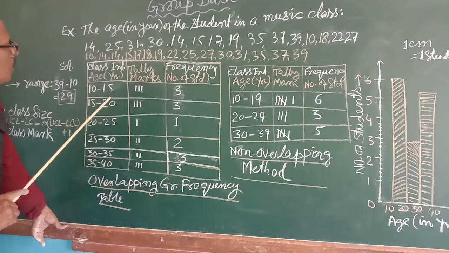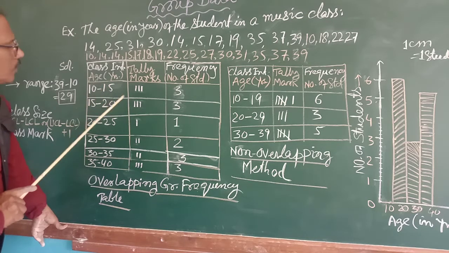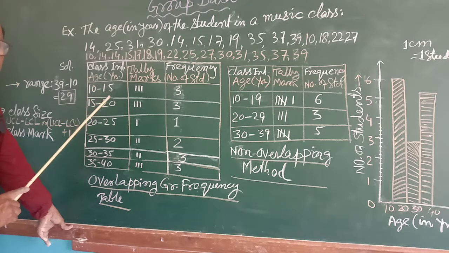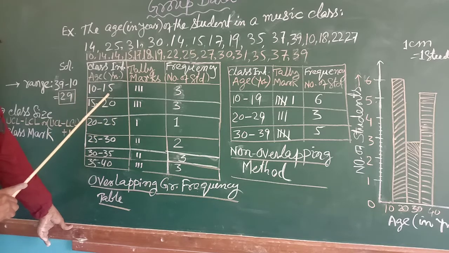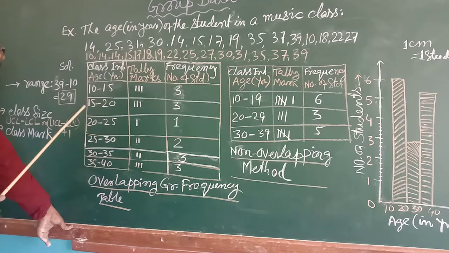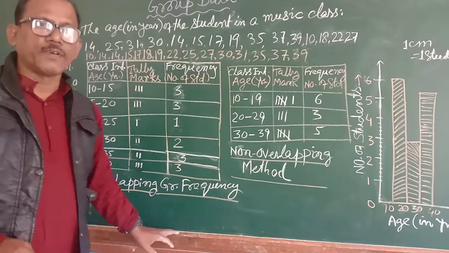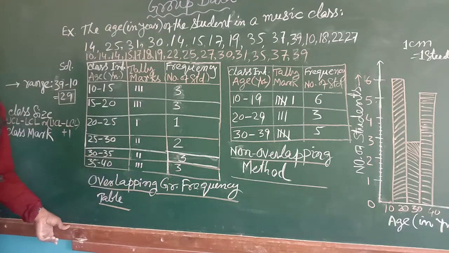The upper class limit is not included in the overlapping method. So for 10 to 15 years, those who are 15 will not come in this group. So the 10 to 14 years age group will come in this group. Then again, in this group 20 years will not come; 20 years will come in the next group. Similarly, 25 years will not come in this group; 25 years will come in the next. So where the upper class limit is not included, that is the overlapping group frequency distribution. I hope you have understood it.